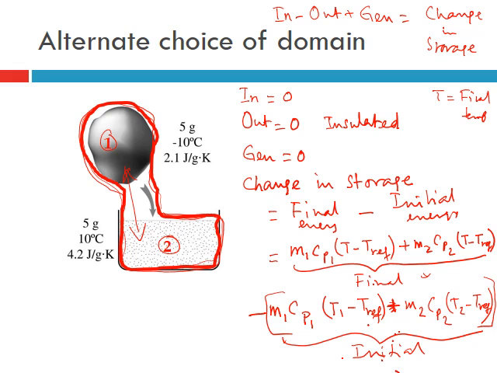So if I plug these four terms together, we actually get exactly the same equation, just that the in term has been transposed to the right hand side, but it is algebraically the exact same equation. So the choice of how we choose the boundary does not affect the answer, and it shouldn't.